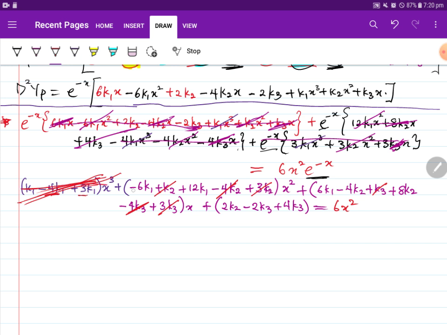For the part of x squared, I'm only having minus 6k1 plus 12k1. That's the same thing as minus 6 plus 12, that's 6k1. That's 6k1 x squared. That's what I'm having left here. Okay. Now, at this part, I'm having plus, into bracket, I have this. So that's 6k1 minus 4k2 plus 8k2, that's plus 4k2. Close the bracket, ordinary x. Now, plus, at this part, I have 2k2 minus 2k3 plus 4k3. That will give us plus 2k3, is equal to 6x squared.